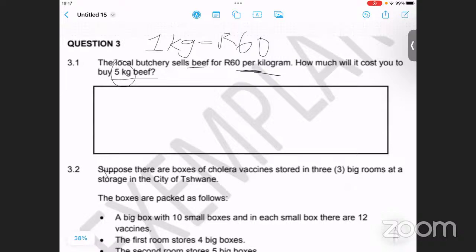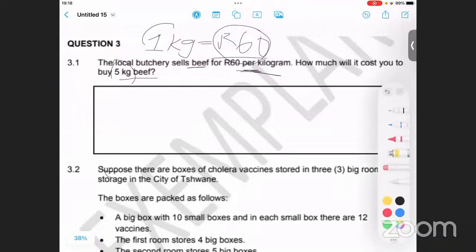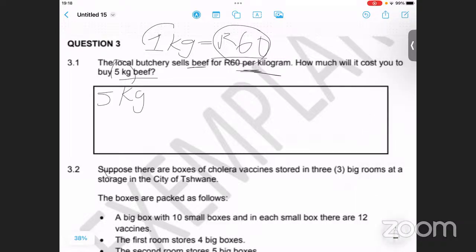So we're gonna say 1 multiplied by 5, okay? But because we already have the price for 1, which is 60 rand, we're gonna remove this 5. We're gonna remove this 1 because we already have a price for 1. So we want to know the price for 5, okay? This is where the 60 multiplied by 5 came from. So it's 5 kg multiplied by 60 rand. And then that's how we're gonna get our value for 5 kg.